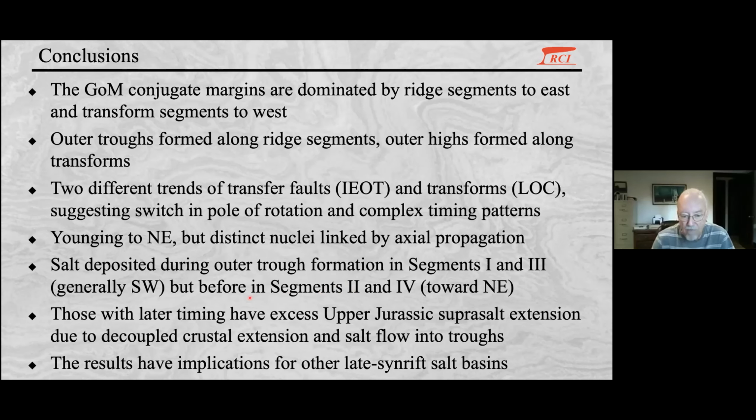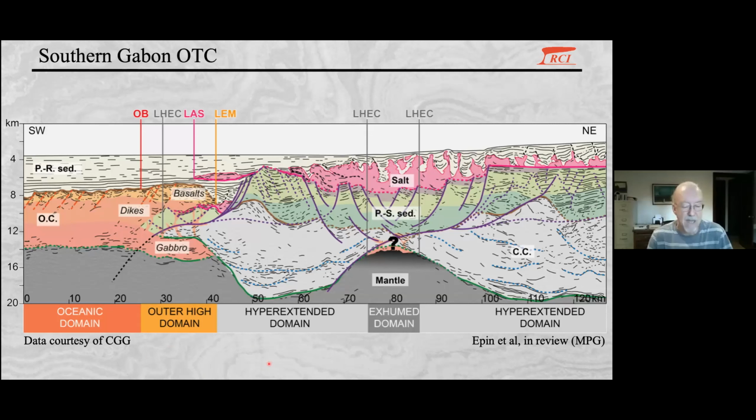So as the trough formed, the salt flowed into the trough, and you had to have coeval extension above the salt in the sediment that was being buried, and that's what gives you that upper Jurassic supersalt extension. The results have implicated, well, actually, yes, you can see the same thing in at least one other place. I've seen it in a couple.